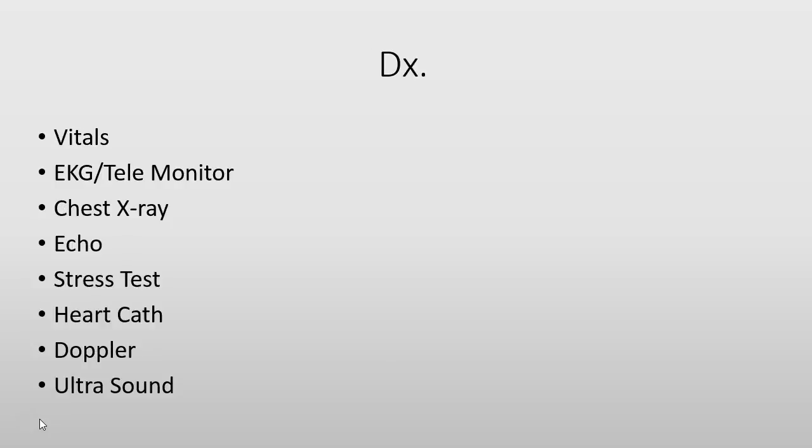Diagnostic testing, again, you're going to do a set of vitals. You might do a 12-lead EKG, or you may put them on a telemonitor to find out what their baseline is or what their heart is running at that point. You'll do a chest x-ray to find out how their lungs are doing or also how their heart looks. You'll do an echo to do a 3D imaging of the atrium and the ventricles and also the valves to see if they're working properly.